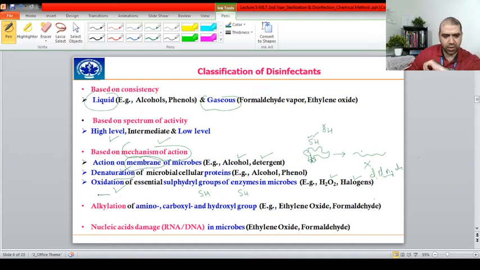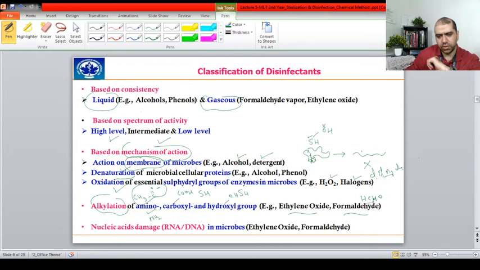Another mechanism of killing the microorganisms is alkylation. Alkylation is adding the alkyl group, that is CH3 C double bond O. So it gives a negative charge on the surface of either the amino groups, that is NH2, or your carboxyl groups, that is C double bond OOH, or your hydroxyl groups. So when it's alkylated, the bonds are broken down because of the negative charge, and this is done by the gaseous compounds, for example, ethylene dioxide and formaldehyde, that is HCHO.